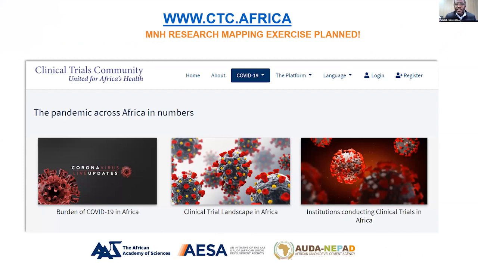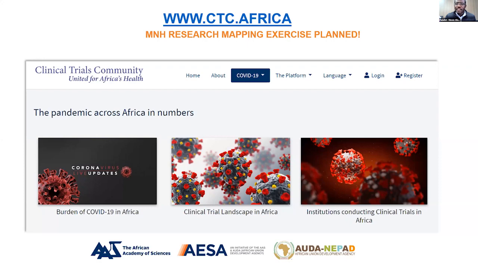The Academy is currently building what we call a clinical trials community, and there's a website. And in that particular website, if I was just to go back to the MNCH research mapping exercise that we are currently working on, we have done something for COVID-19, meaning that there's some good visualization about where COVID-19 work is going on in the continent, mapped onto incident occurrence of COVID-19. And then also where people or groups have capabilities of delivering work.